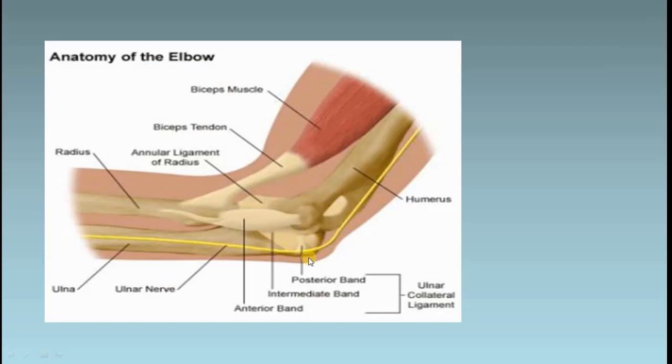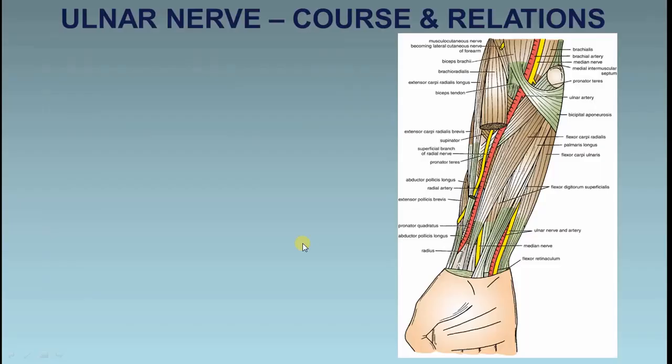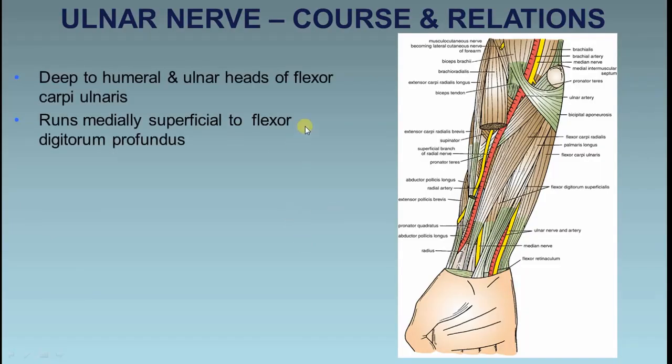Okay. So the course of the ulnar nerve: it is present between the two heads of the flexor carpi ulnaris. Then it is present superficial to the flexor retinaculum in the lower part of the forearm. So it passes above the flexor retinaculum, both the ulnar nerve and the ulnar artery, unlike the median nerve which passes deep to the flexor retinaculum.